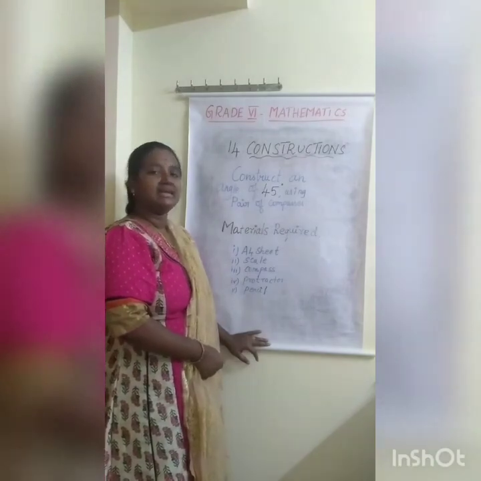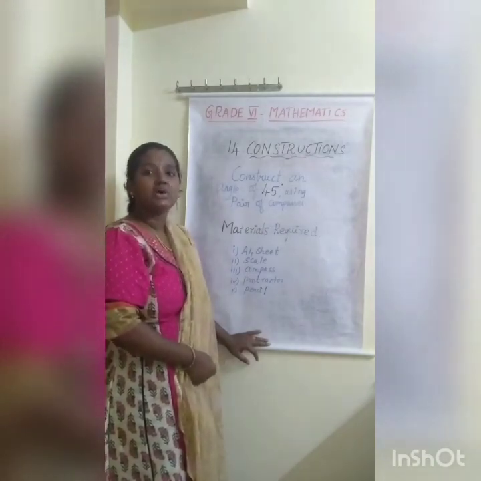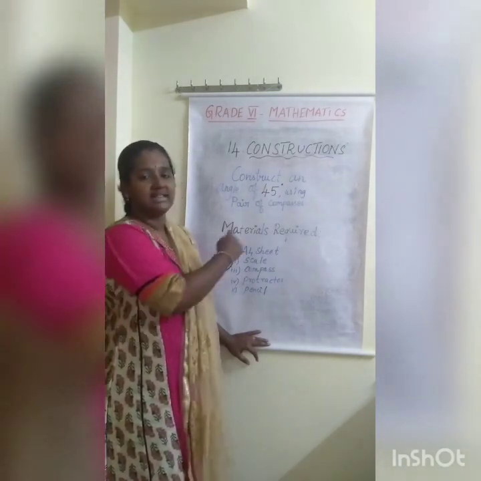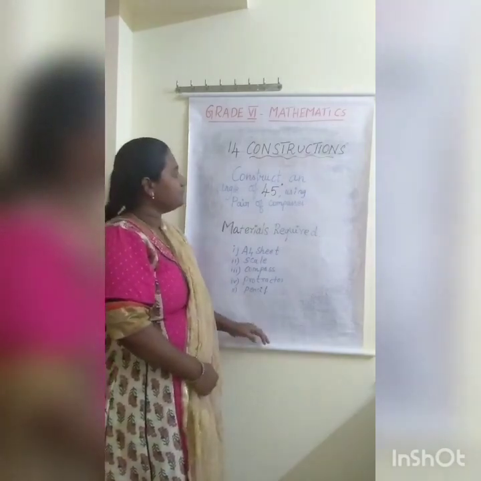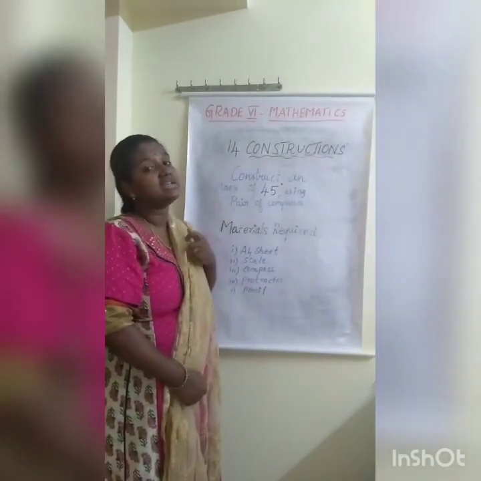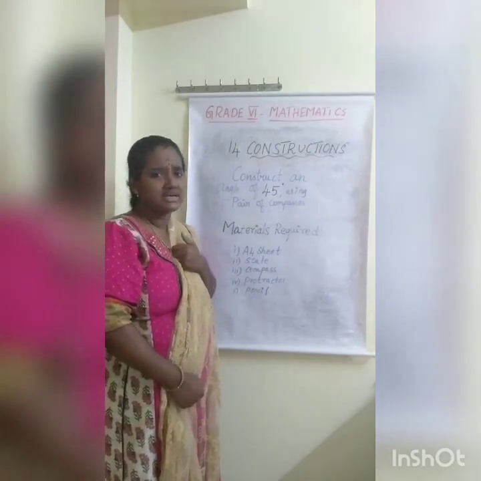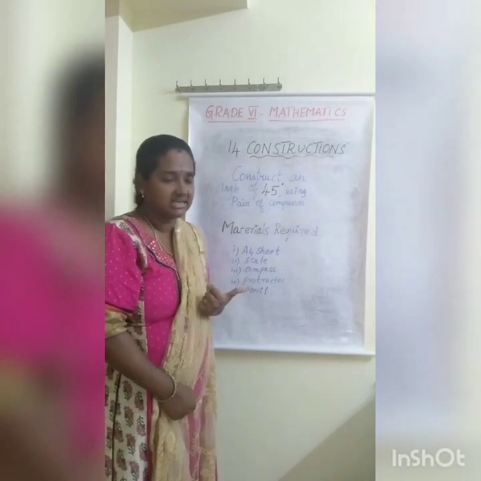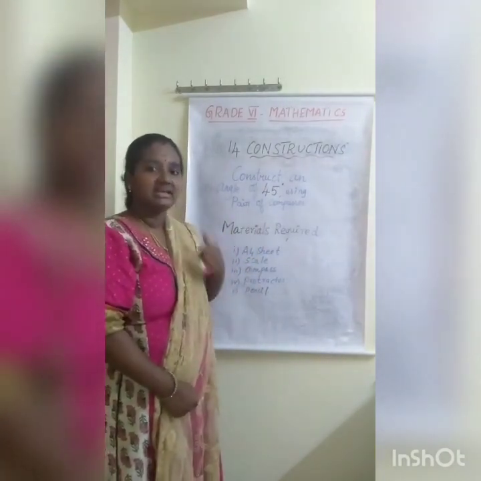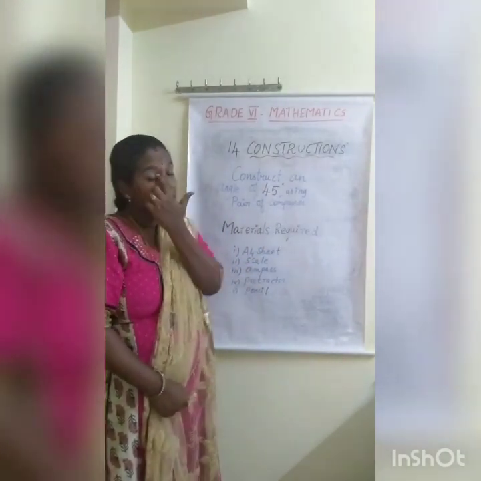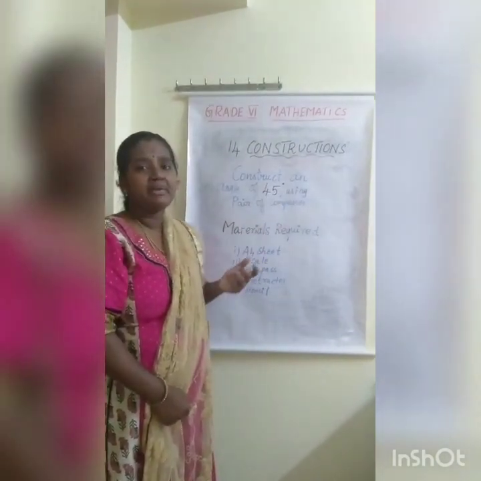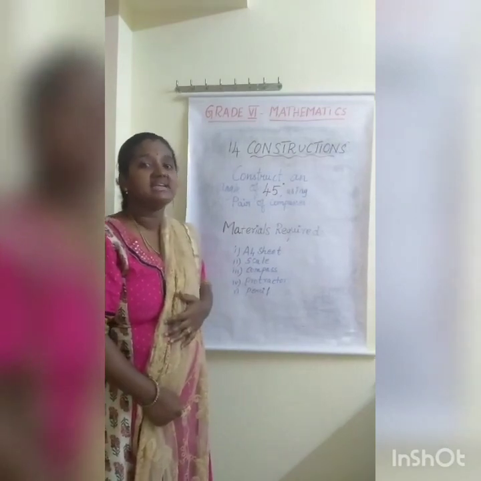Happy day, children. In the previous section, I explained how to construct 60 degree, 120 degree, 30 degree and 90 degree using compass. In this session, I would like to explain how to construct 45 degree using compass. We already know how to construct 60, 120, and how to bisect and get 90 and 30 degree. Here, 45 degree can be achieved by bisecting 90 degree.